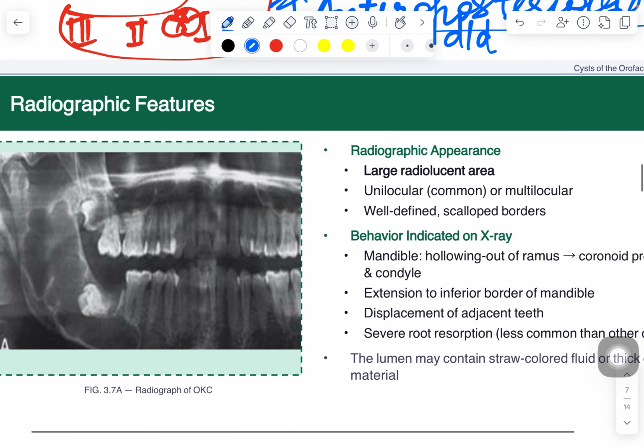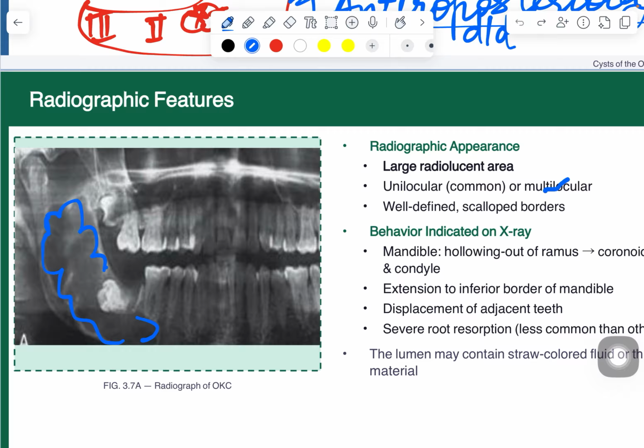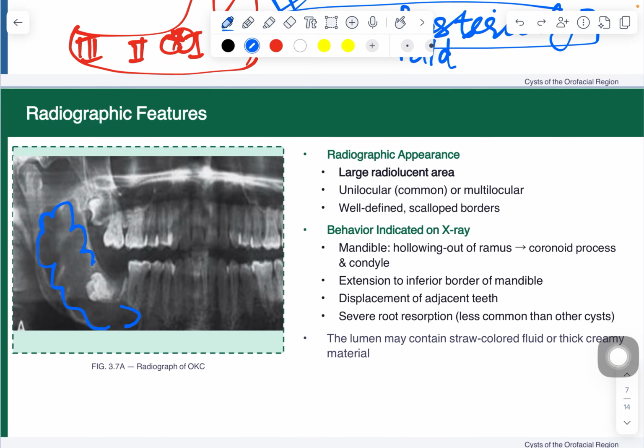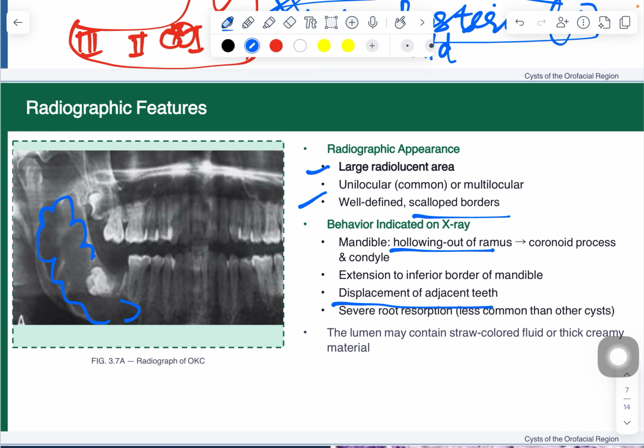Done. Coming to the radiograph, here you can see the lining of the OKC like this. Again, the third molar area of the mandible is the most common one. Radiographic appearance is basically a large unilocular or multilocular lesion. Here it is multilocular, but unilocular can also be seen. Scalloped borders are there. Hollowing out of the ramus, that is, no bone is present inside. Extension to the inferior border and displacement of adjacent teeth. Severe root resorption is also there.